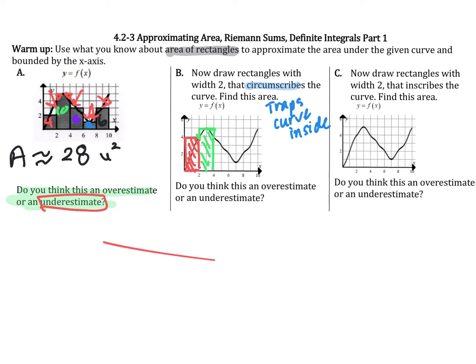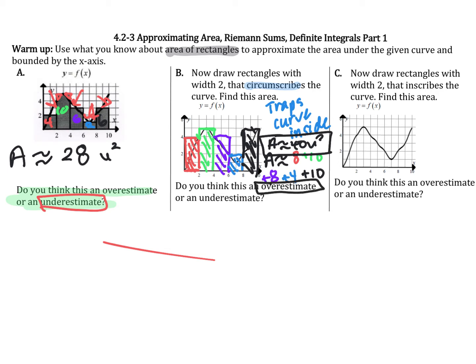So why don't you go ahead and draw the rest of the rectangles and then approximate the area under the curve using those rectangles, and again answer the question about whether or not you think this is an over or an underestimate. So if we add the area of all those rectangles together, we get that the area is approximately 40 units squared. And this looks like an overestimate because every single rectangle goes above the actual curve. So we're over counting area, every single rectangle, in fact.